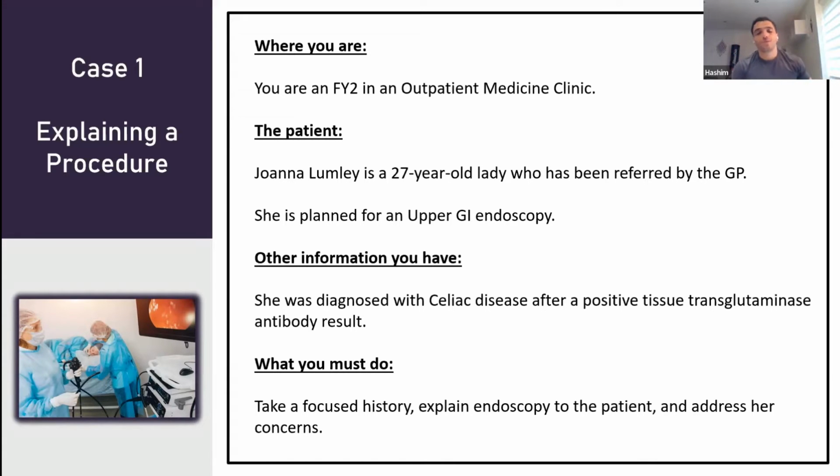So it says she was diagnosed with celiac on the basis of an antibody test. So it's kind of more of a provisional diagnosis, right? It's not a definitive diagnosis because she's not had her biopsy yet. So really, celiac disease has already been mentioned, so she's aware that she might possibly have celiac disease. And you've been asked to chat to her, to ask her permission to do an endoscopy and to find out if she's happy to go ahead with it.